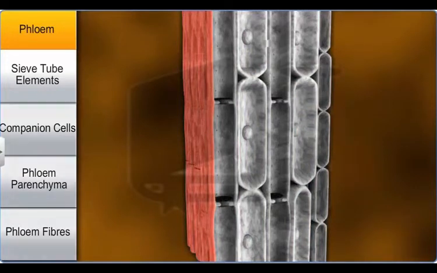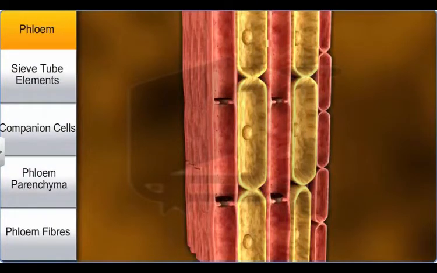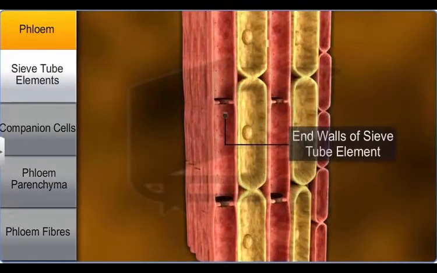Sieve tube elements are tube-like structures that are arranged in a longitudinal manner. They are closely associated with companion cells, which are parenchymatous in nature. The end walls of sieve tube elements are perforated in a sieve-like manner and form sieve plates.